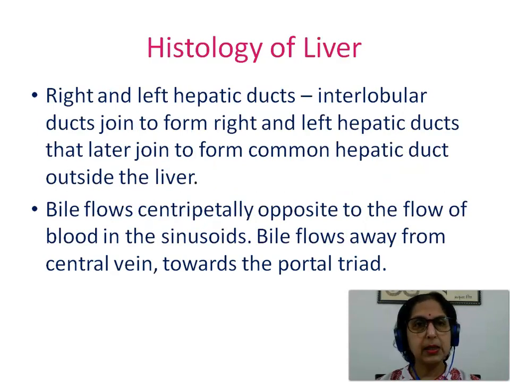Next come the right and left hepatic ducts. Interlobular ducts join to form right and left hepatic ducts that later join to form the common hepatic duct outside the liver. The bile flows centripetally, opposite to the flow of the blood in the sinusoids. Bile flows away from the central vein and towards the portal triad.